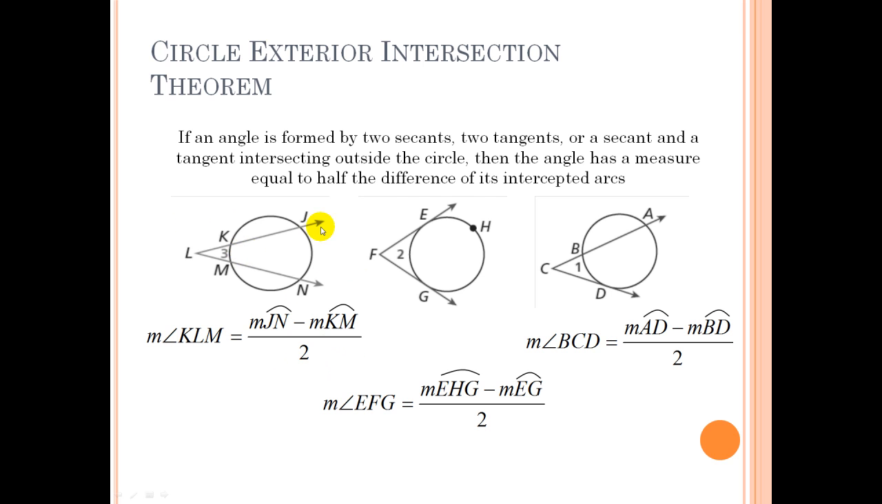And that works if it's two secants that are intersecting, two tangents that are intersecting, or a secant and a tangent that are intersecting. The real trick to this is that anytime you have any combination of those lines intersecting outside your circle, so like here at L, or here at F, or here at C, then this theorem is going to work. You're going to end up taking the two intercepted arcs, subtracting them, and dividing by 2. And that'll get you your angle measure.